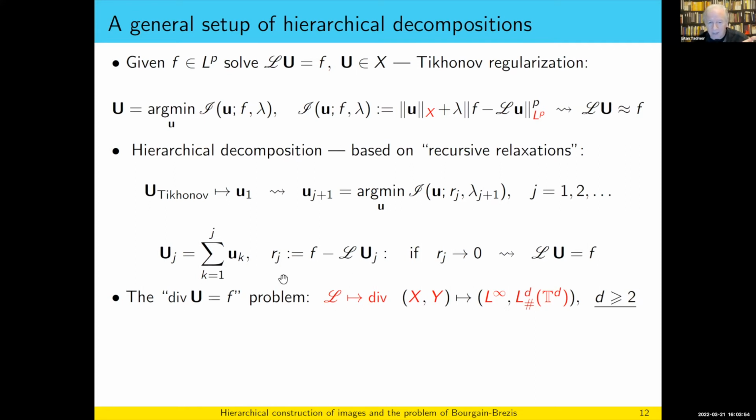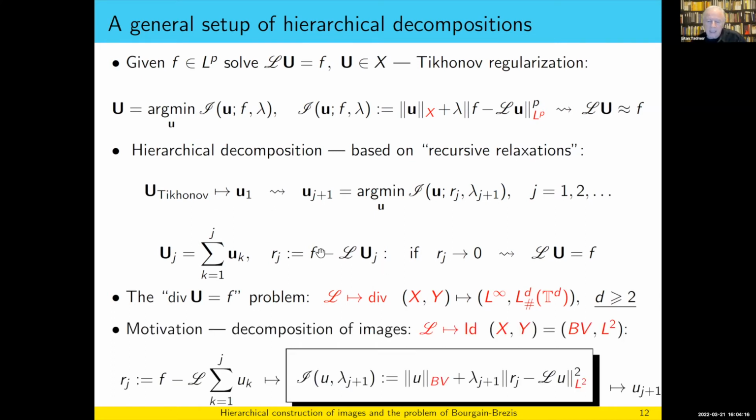Here is one example. The div U equals F problem corresponds to the case that L is the divergence, and the spaces X and Y are L infinity and L^d. D equal 2 is what I discussed before. There is another problem, and believe it or not, I go back now to image processing. The second problem I would like to mention is the case when the spaces X and Y are BV and L2, and L is the identity. In this case, we decompose F in L2 into something which is total variation bounded plus a residual, and indeed this is the original ROF. So in fact, I come back now to image processing, because this procedure of hierarchical decomposition was introduced in the context of image processing and later on was imported in order to solve Bourgain-Brezis.